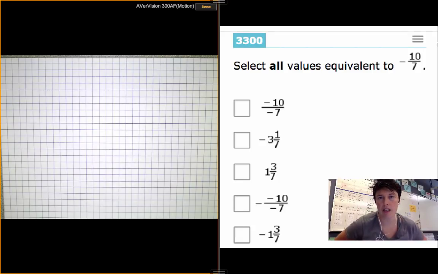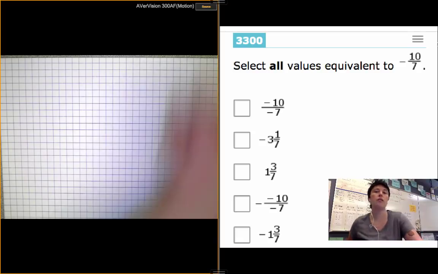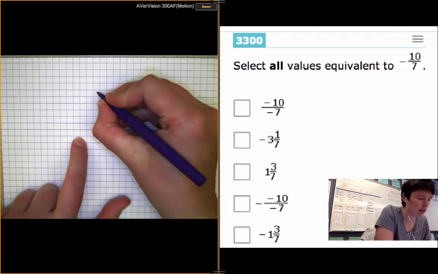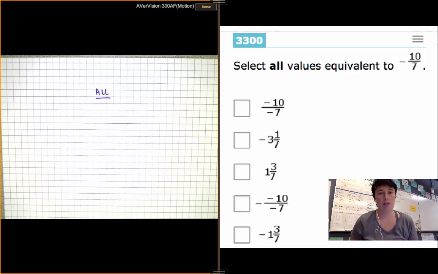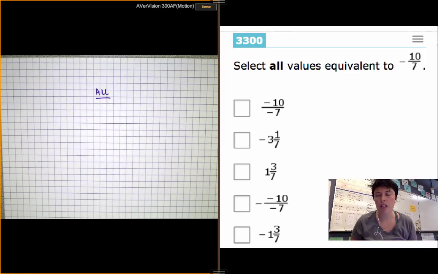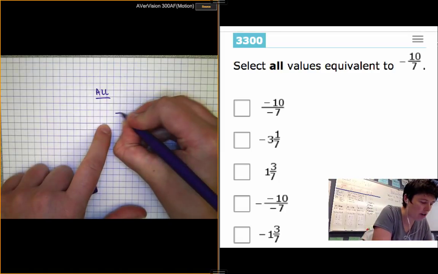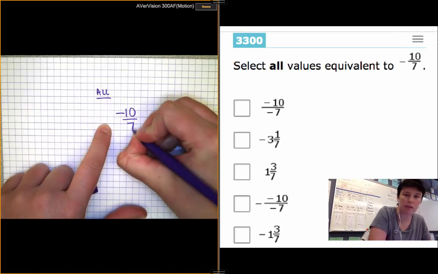So what do I see here? I see select all. So all of a sudden I'm like, oh, it's select all. So there are possibly going to be more than just one answer. So select all values equivalent to negative 10 sevenths. Let's write that down on our scratch paper, negative 10 sevenths.